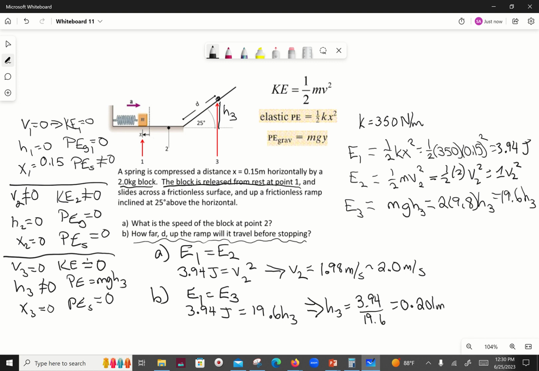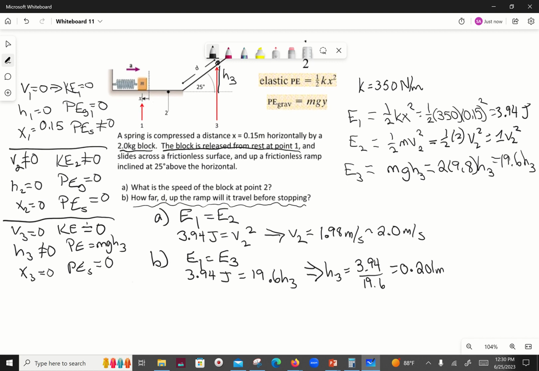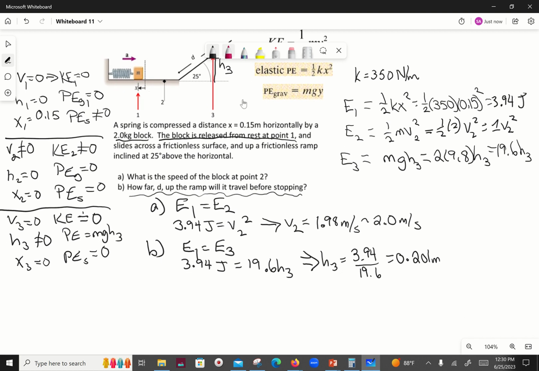It asked me for how far D up the slope does it travel. So let me pull this up a little bit so I have a bit more room. And let me draw the triangle here in red so we know what we're talking about. So we've got this triangle. It's asking for the hypotenuse of the triangle, and we know the height, and we know the angle is 25 degrees. Okay, so I want to find the hypotenuse.